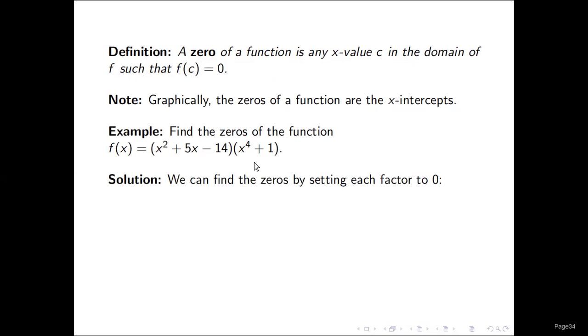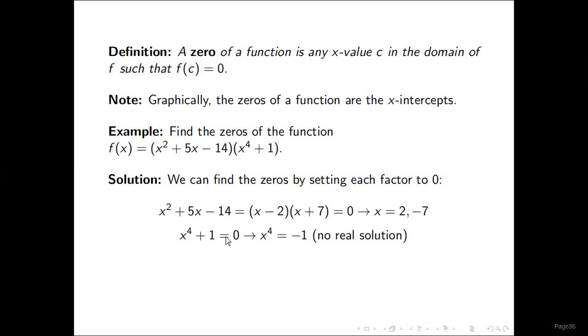So what we do is set each of the factors present there to 0. If not factored, then you have to factor it out. If we set the first factor to 0, which can be solved by factoring, we get the zeros 2 and negative 7. Of course, we have to set the other factor also to 0. But if we do that, notice that it will produce this equation. If we transpose one to the other side, this is impossible. This has no real solution.